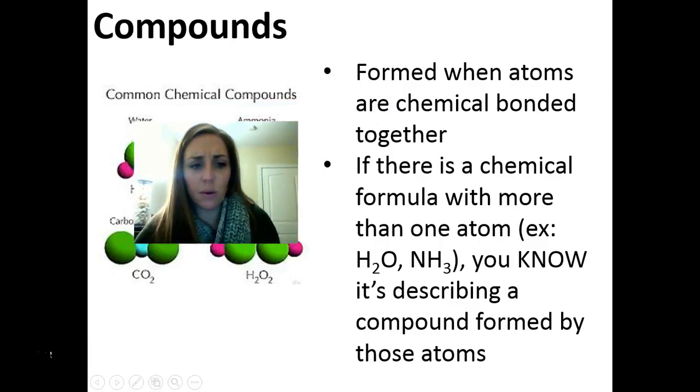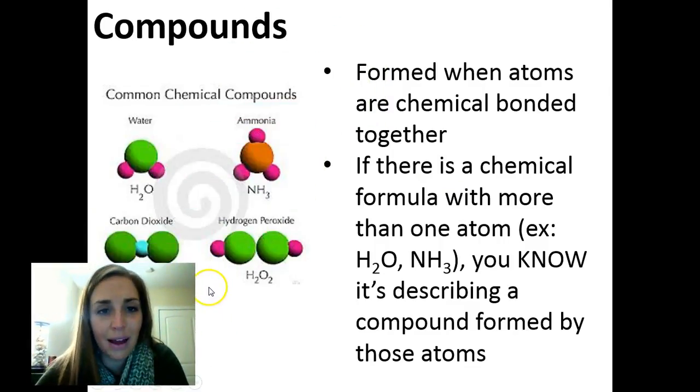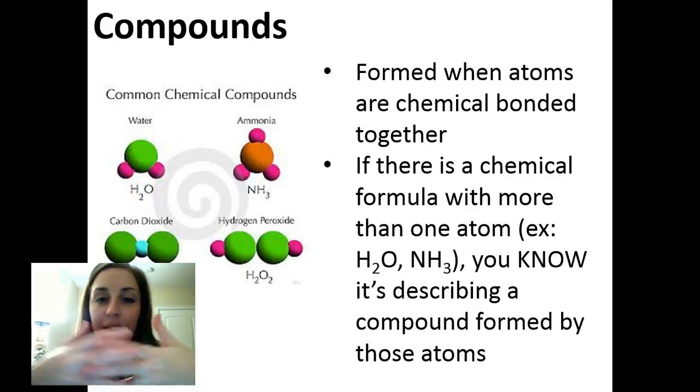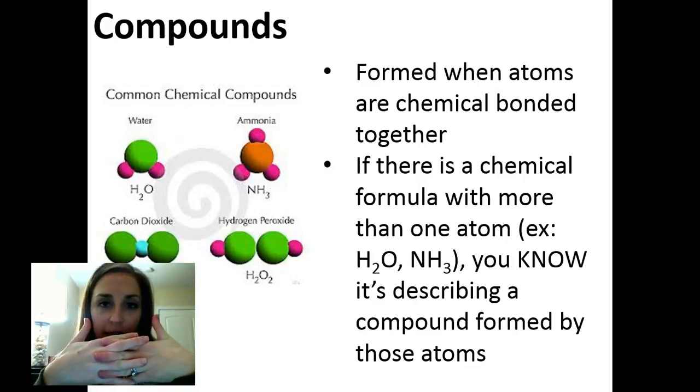So what's a compound? Well, a compound is formed when atoms are chemically bonded together. How do you know if it's a compound? Well, if there's a chemical formula. So look over here. Water is a compound. See how it has H2O? Notice it's 2 hydrogens and 1 oxygen. Because it's in this formula together, you're saying that they are literally chemically bonded together.